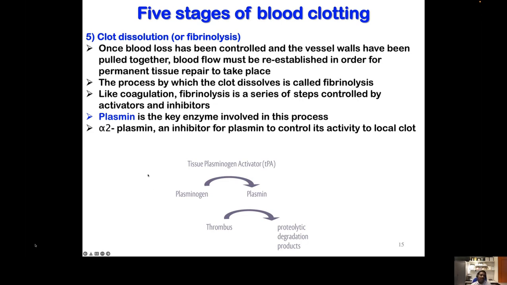There is another protein called alpha-2 plasmin inhibitor. It is an inhibitor for plasmin to control its activity locally. We don't want the plasmin to circulate all over the body because it will not allow the blood to clot. It will prevent the blood clotting by dissolving the fibrinopeptide. So once its job is finished at the local affected site, the plasmin has to be completely removed. Okay, so this is what is happening in the last stage of blood clotting. That's called clot dissolution or fibrinolysis.